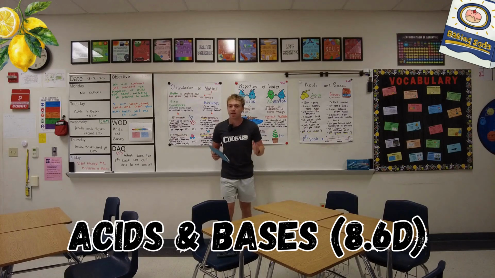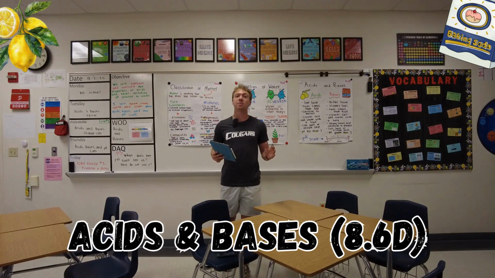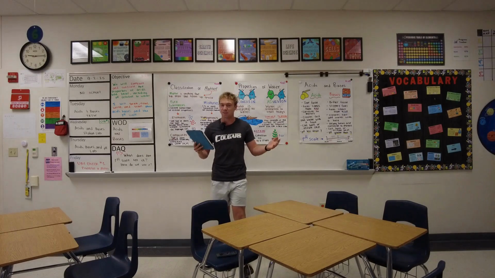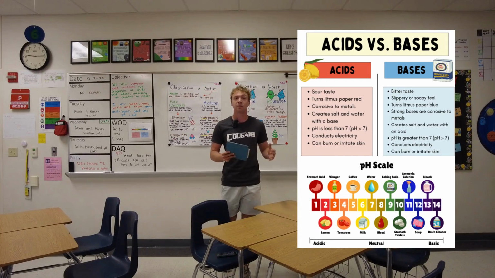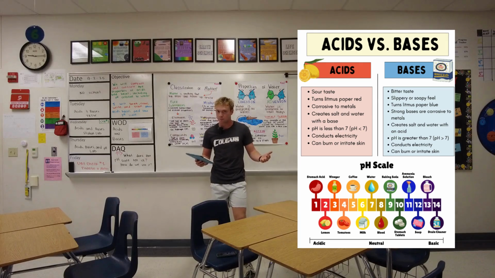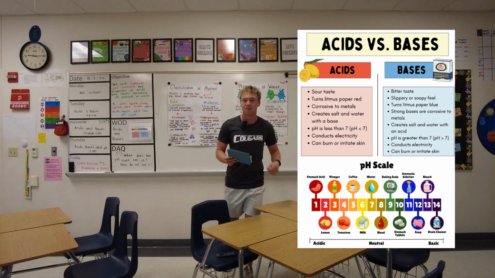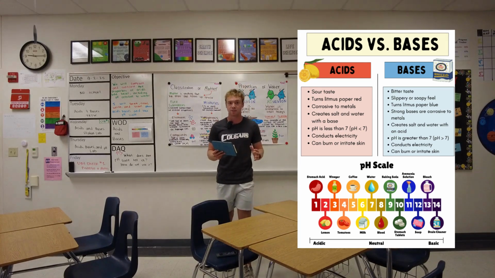Today we're going to talk about acids, bases, and the pH scale. Now the first thing I want you to know is that compounds can be classified as acids and bases. Acids are typically sour in taste and they can dissolve some metals. They are corrosive. On the other hand, we have bases. These are slippery and bitter in taste.